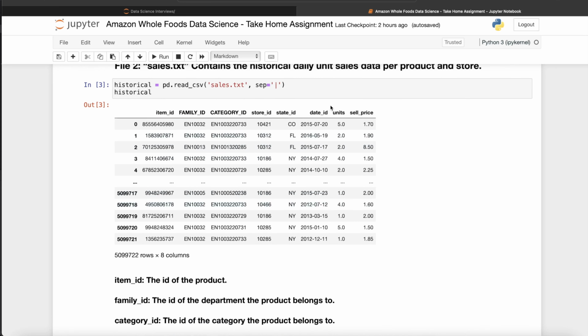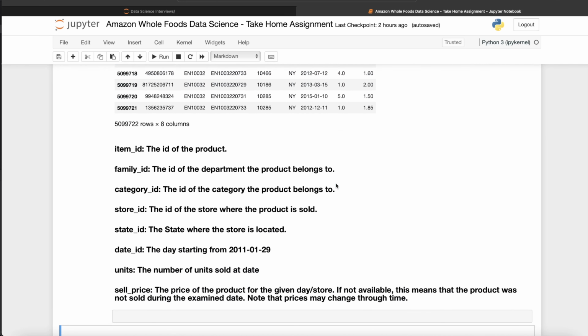Units is the number of products sold on that particular day, and sell price is the price of the product for the given day and that particular store. Another thing to keep in mind is that it can be possible that a biscuit in a store costs $5, but on that same day in a different store the price can be different. So we need to keep that in mind while doing analysis.